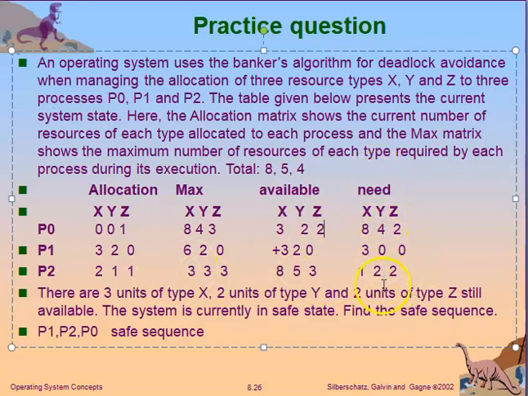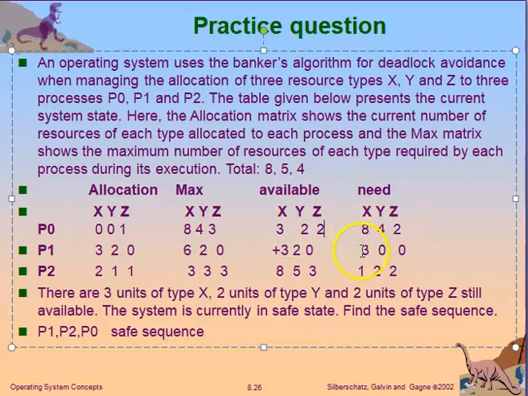So after we have found the need and we have the available with us, now we will see which process we can complete by making an allocation. So when we look at the process P0, it requires 8 instances of X, but we have only 3. That means this process cannot be completed.